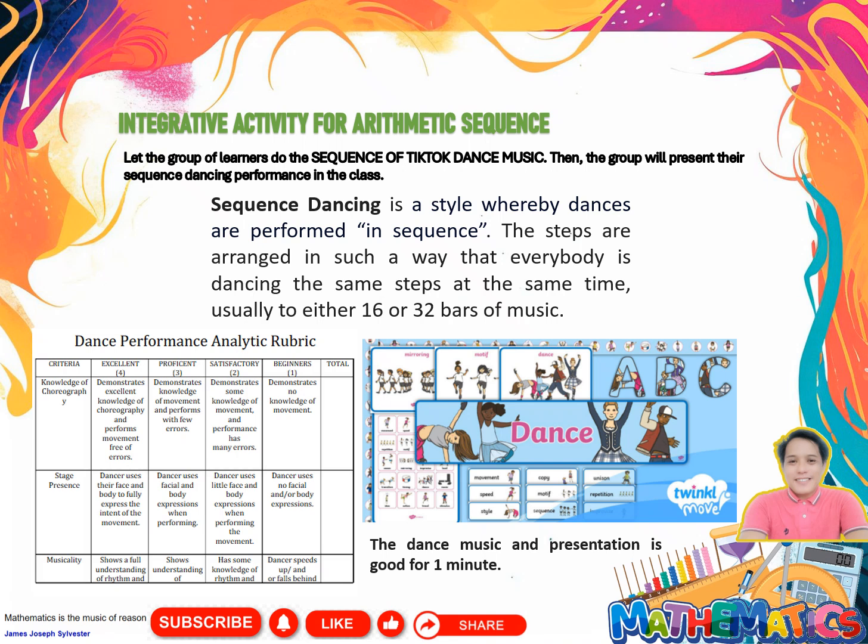Okay, so we have the criteria, knowledge and choreography, stage presence, musically. Excellent 4 points, proficient 3 points, satisfactory 2 points, beginners 1 point. And we have the following description on each criteria.